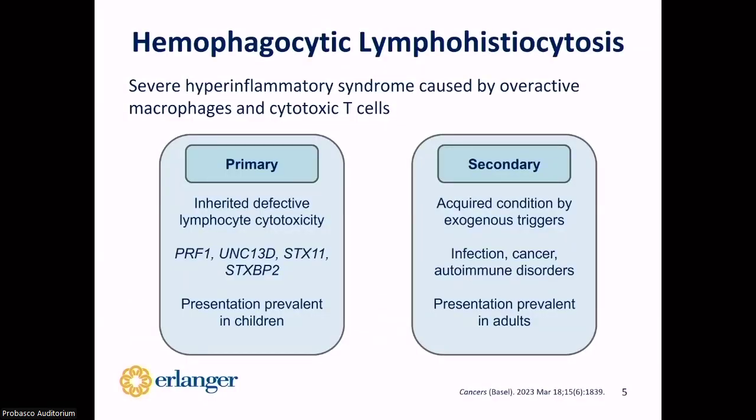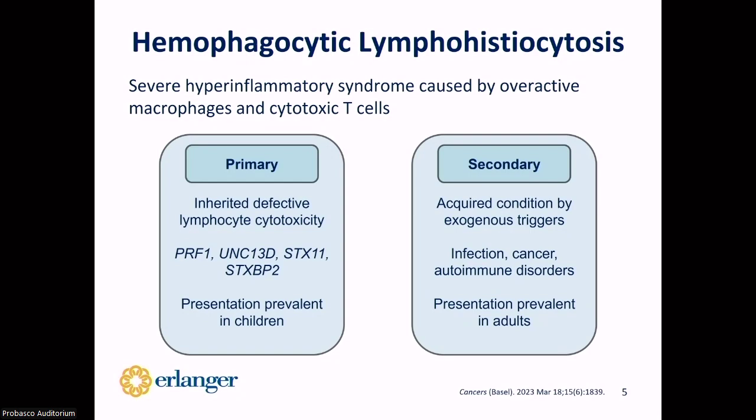Hemophagocytic lymphohistiocytosis, which I will now be referring to as HLH through the remainder of the presentation, is characterized by a severe hyperinflammatory syndrome caused by overactive macrophages and cytotoxic T cells. There are two types of HLH, primary and secondary, but what I want us to understand is that these are fundamentally two different disease states. Primary HLH is more prevalent in children. It is genetically based, and its etiology is secondary to the studied mutations that I've listed on the slide that lead to subsequent lymphocyte and natural killer cell dysfunction.